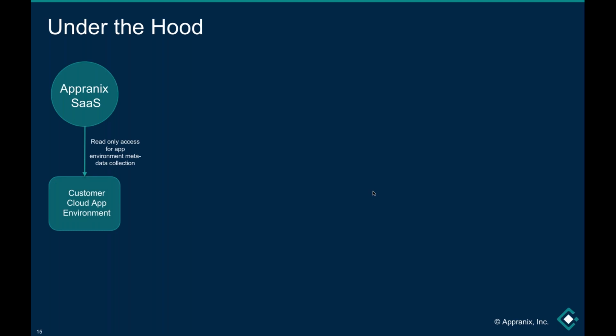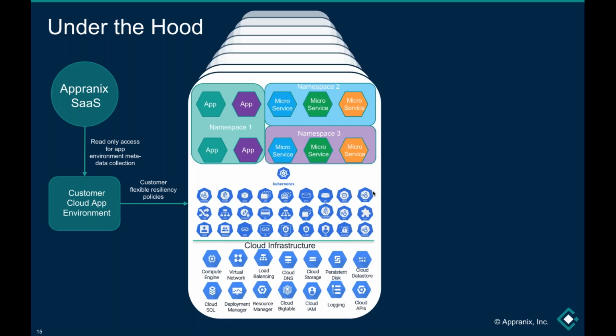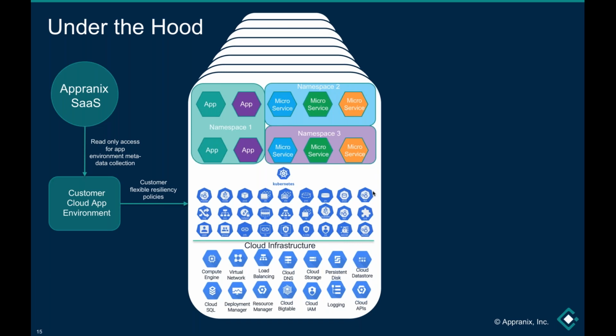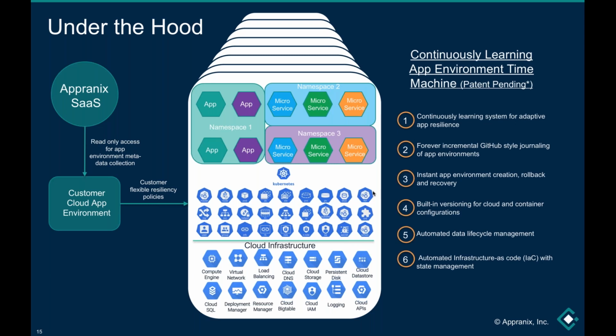Appranix connects with your environment read-only, and puts in policies to create an application environment time machine. I think it is very self-explanatory. It's a time machine for your application environment where you can pick and choose at what time you want to recover your application for a variety of reasons. And it continuously learns because your application environment will be changing through deployment specs, through CloudFormation templates, through CLI, console, your pipeline, DevOps pipeline if you're a DevOps shop, right?